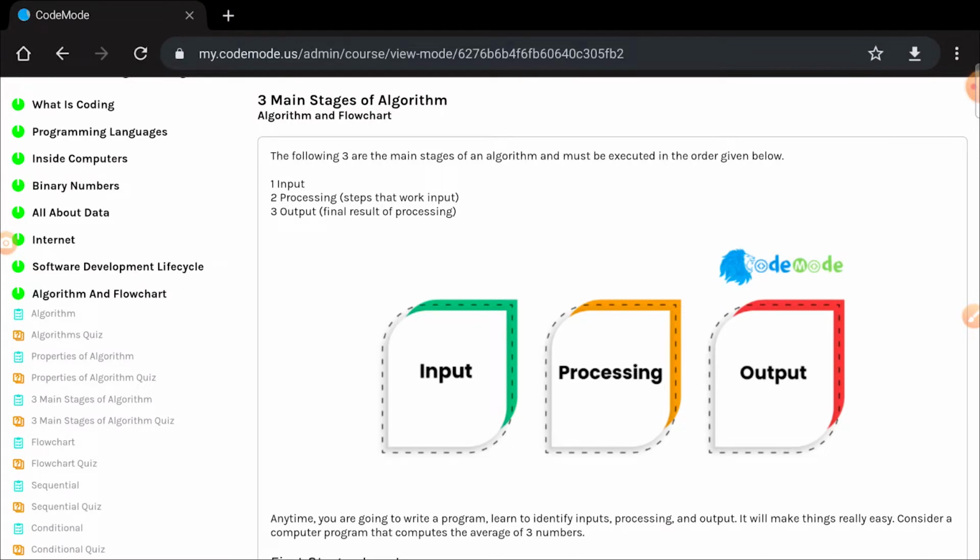Currently you are learning about algorithm and flowchart, and in today's class we'll learn about three main stages of algorithm.